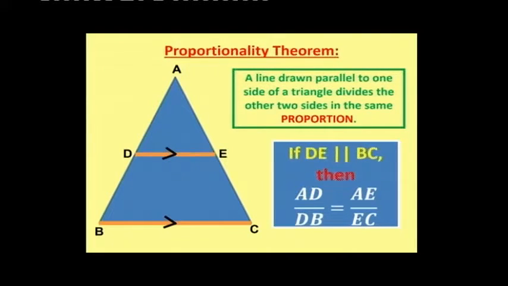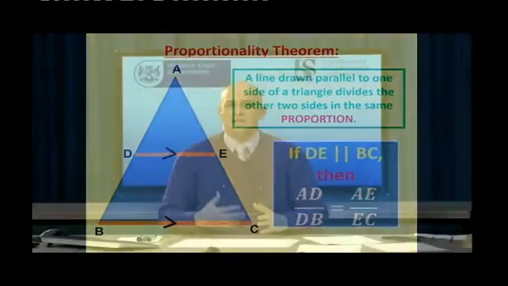If you have a line parallel to one side of the triangle, then it divides the other two sides in the same proportion. And that is what the proportion is: AD over DB is equal to AE over EC. Let me stop there, because there are corollaries that I'm coming to. But let's go to a sum immediately.